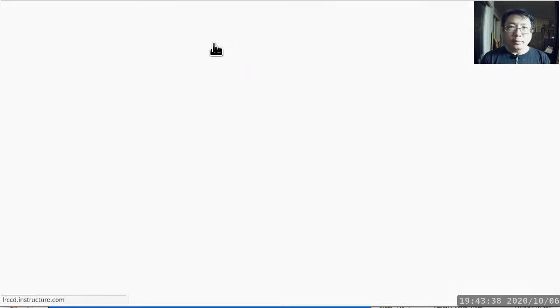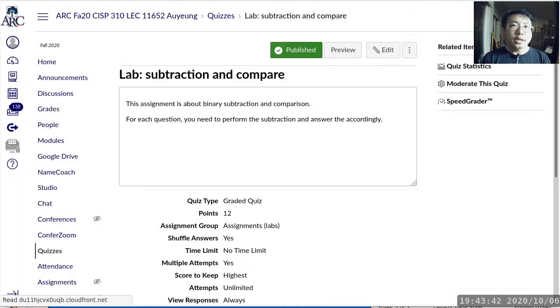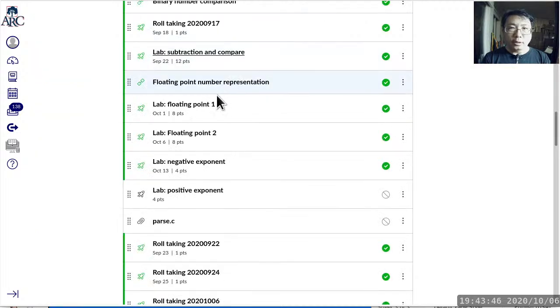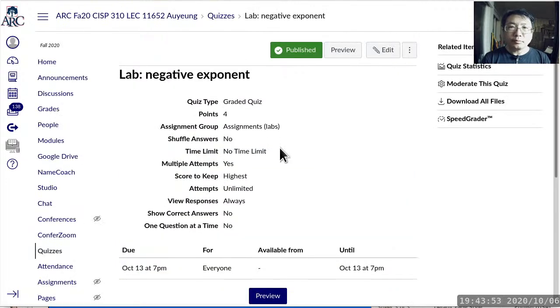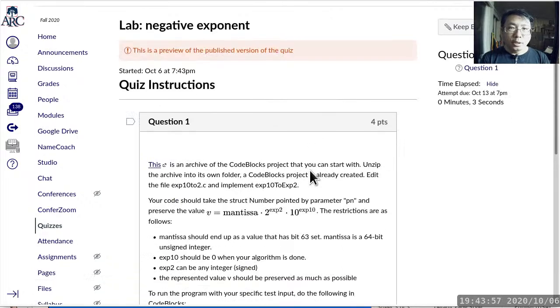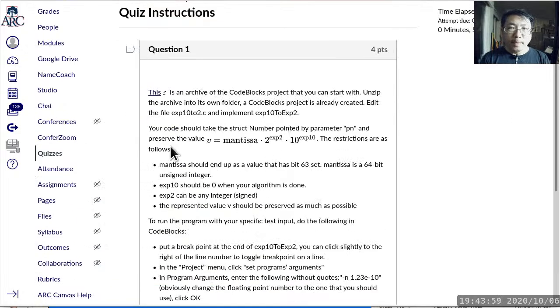So the homework assignment is called negative exponent because it's assuming the exponent of 10 is negative to begin with. I just clicked on the wrong link, by the way. And we'll click on this one. There we go. All right, so the description of what you need to do is already in here. So your code should take the struct number pointed to by parameter Pn and preserve the value.